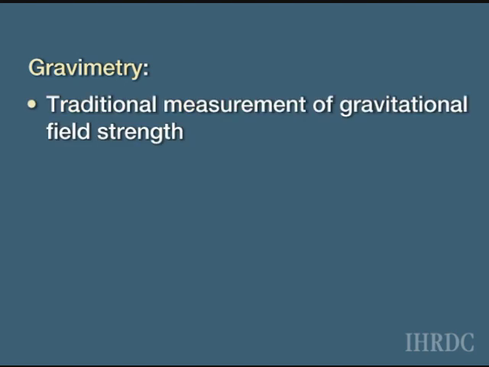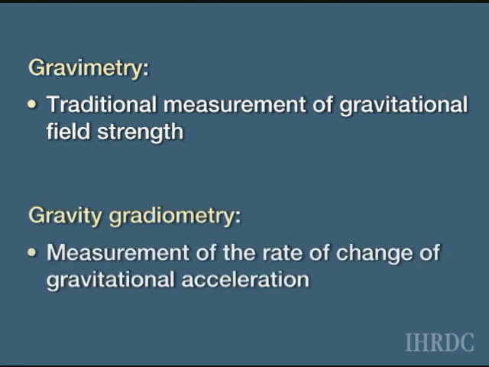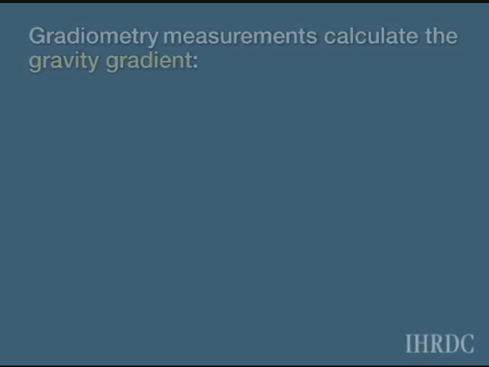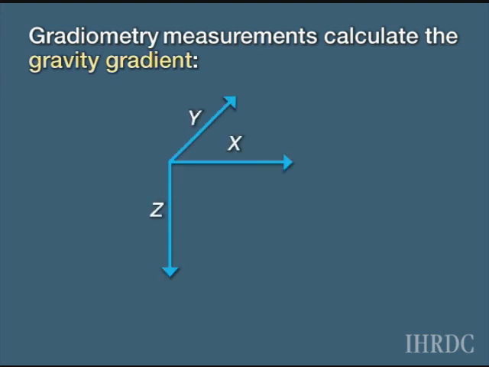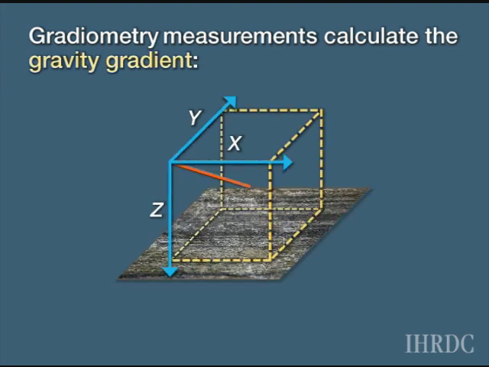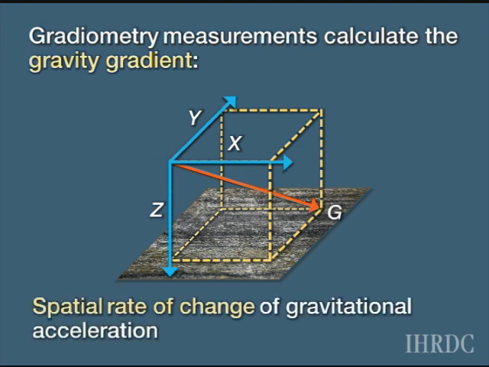In earlier courses, we presented gravimetry, the traditional measurement of gravitational field strength. In this course, we will be discussing gravity gradiometry, the measurement of the rate of change of gravitational acceleration. Gradiometry measurements calculate the gravity gradient. This gradient utilizes three primary planes to determine the spatial rate of change of gravitational acceleration.